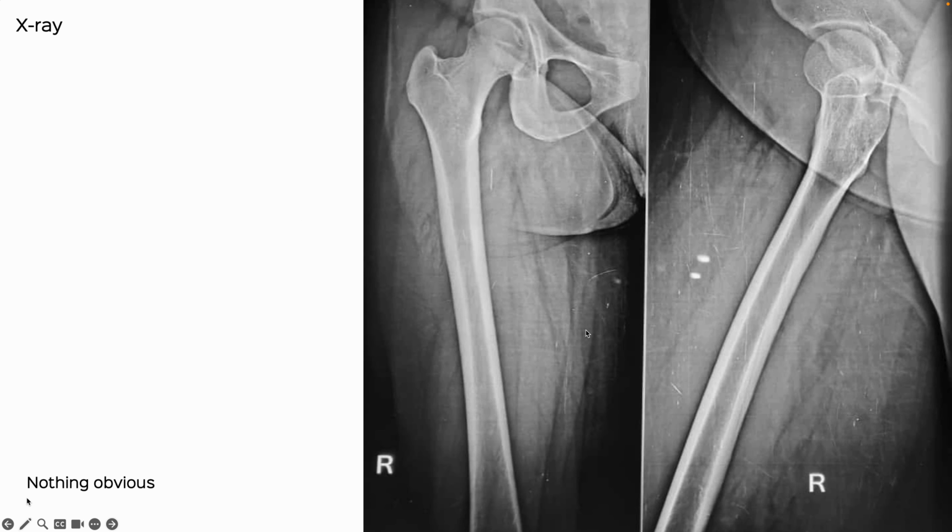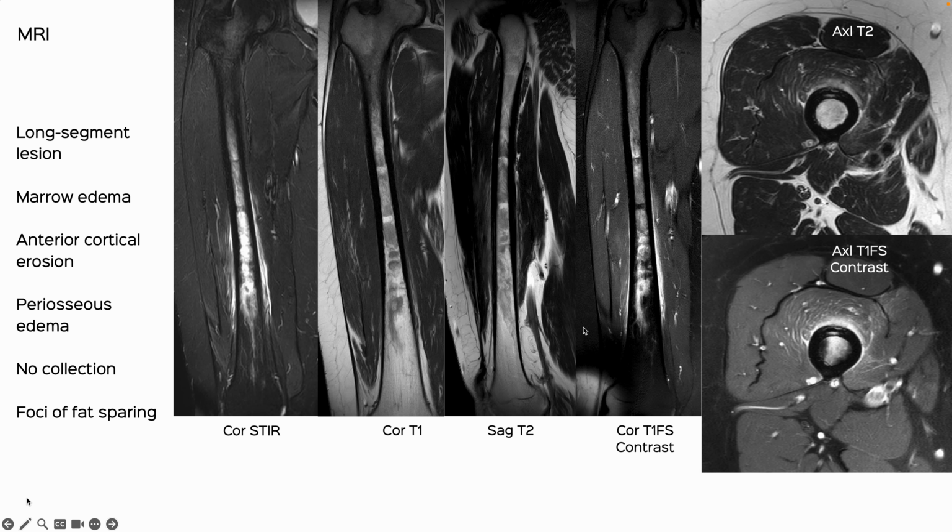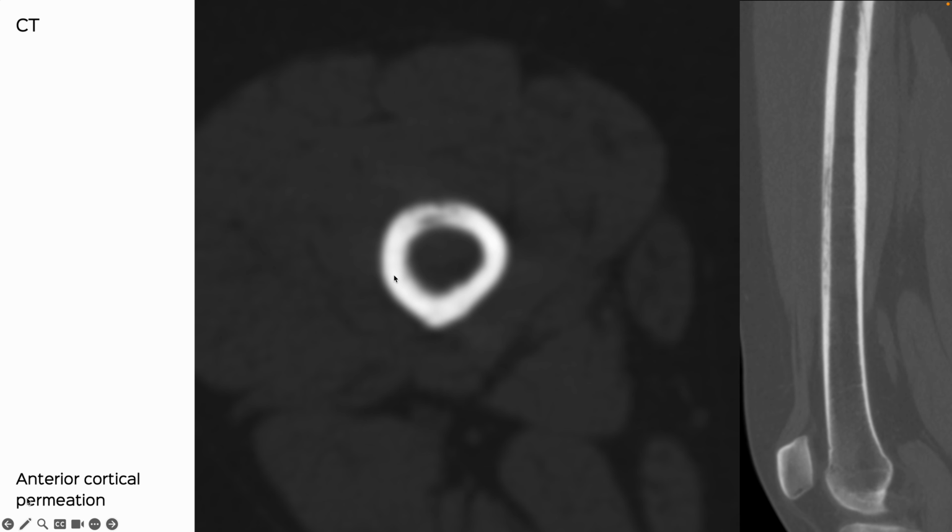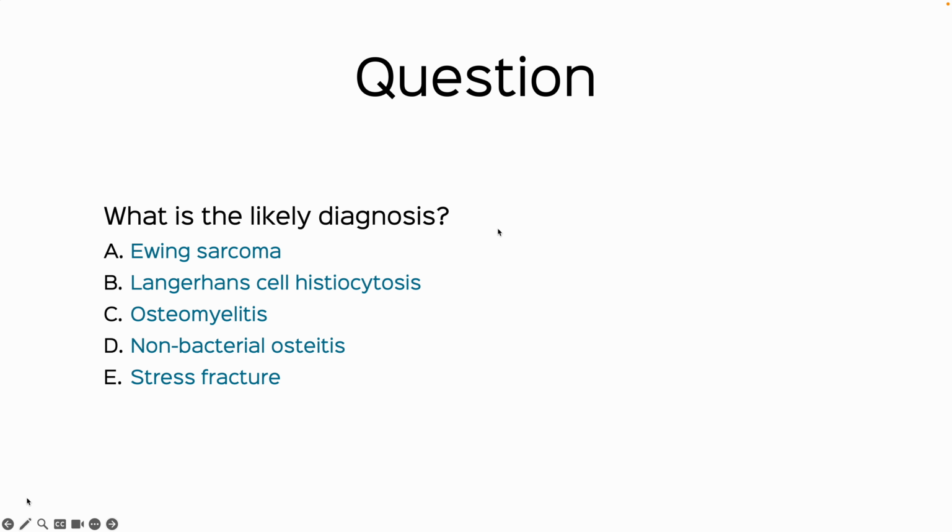So the X-ray really doesn't show anything. The MR clearly shows a long segment lesion, lots of marrow edema. There's periosseous edema. There's some erosion of the anterior cortex. There's no collection, and there are these foci of fat sparing that we see on the T1 weighted image. The CT shows permeation. You could argue that there's a little bit of sequestration or very early cloaca formation in the cortex, but obviously it's abnormal.